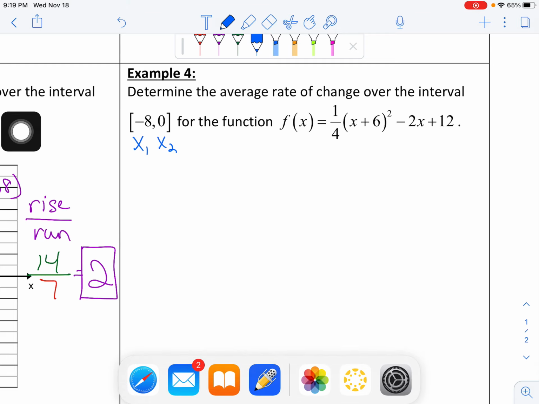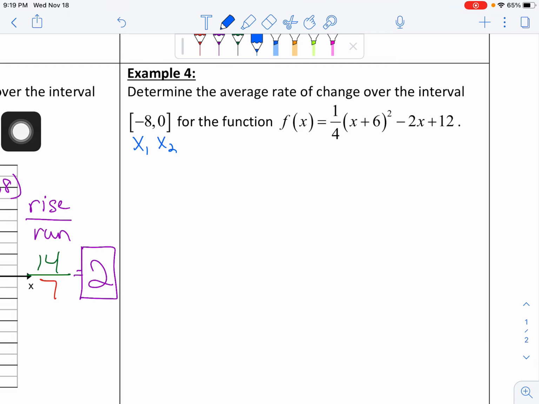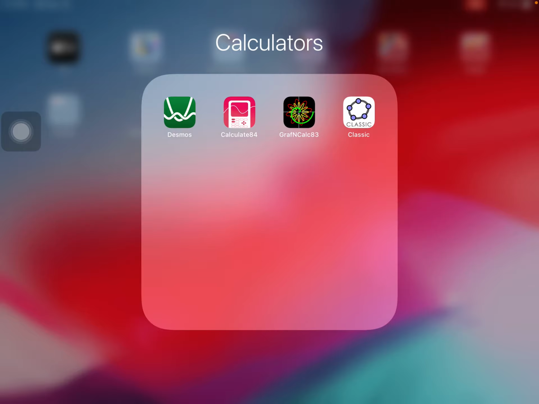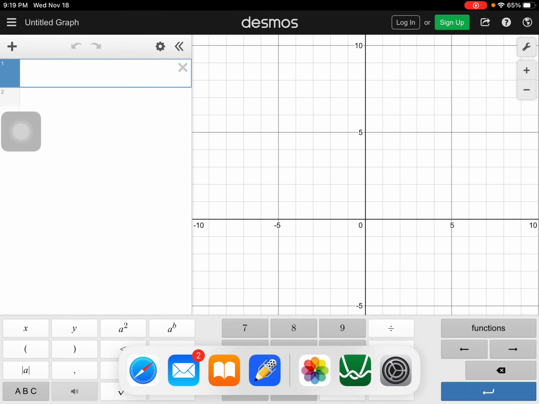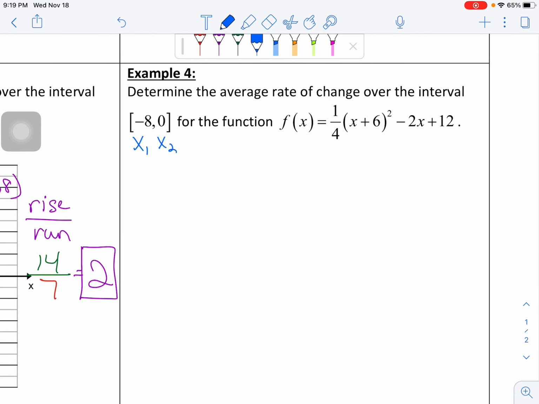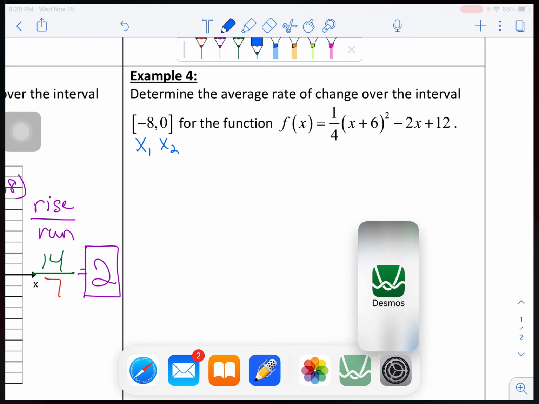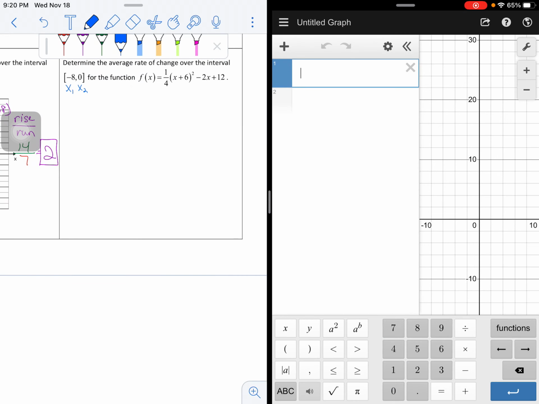Now, I'm going to go ahead and see if I can split screen here. I need Desmos. All right, so let me go grab Desmos. And I'm actually going to show you 2 ways to do this as soon as Desmos pops up here. There we go. Okay, so let me get the split screen going.